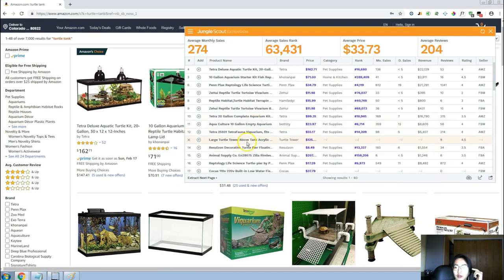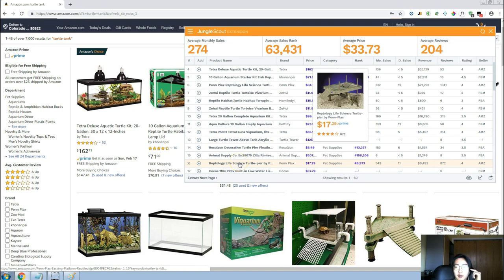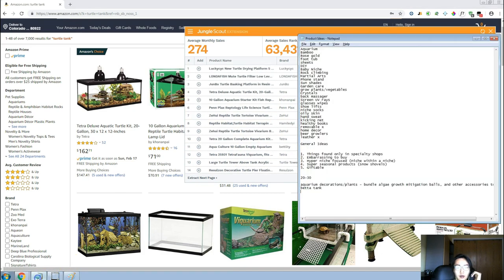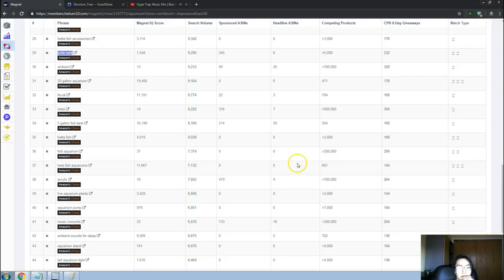My brain's running, coming up with all kinds of different ideas for how you could differentiate your product with something like a turtle tank. So I'll add this to the list and we'll just keep on moving on. And 9,000 exact search volume, or actually just search volume. Okay, they got rid of the exact search volume category, but 9,000 is enough. It's enough for sure.